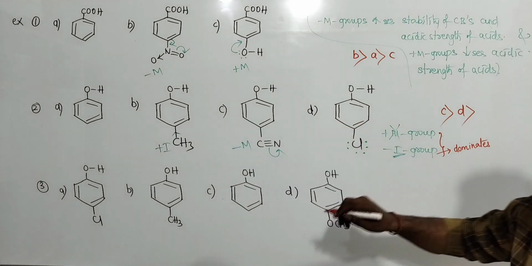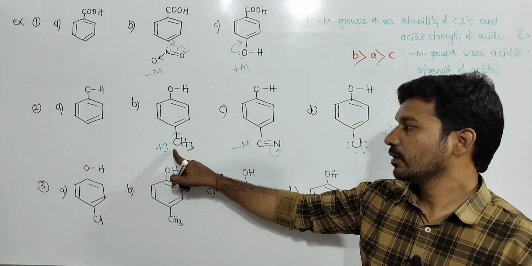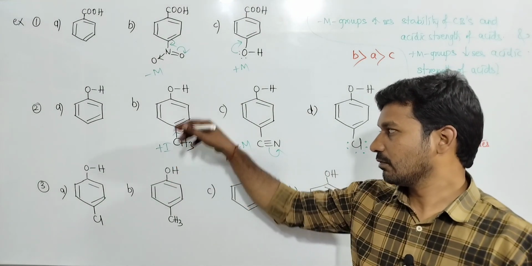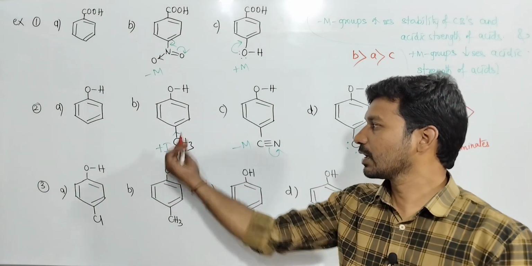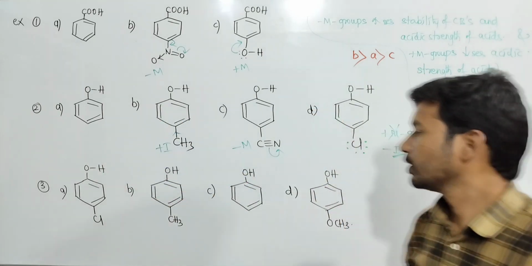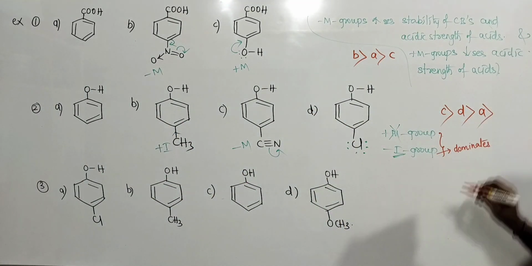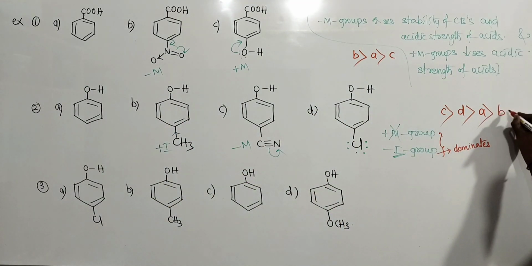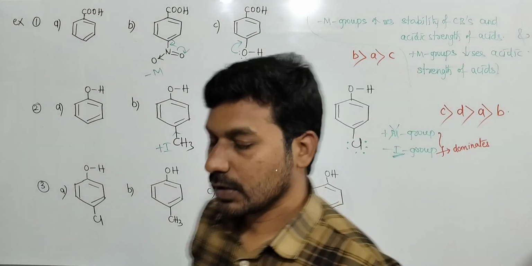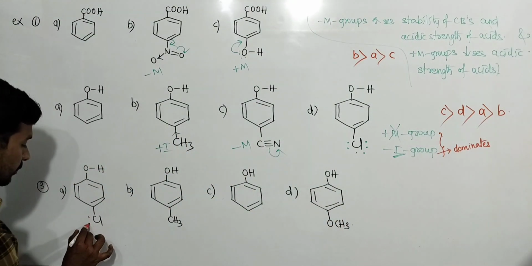Then plus I group unfavorable effect, minus I, electron withdrawing group favorable, electron releasing group unfavorable. No, neutral. So A strong acid than B. This is the effect. Next see here, halogen.